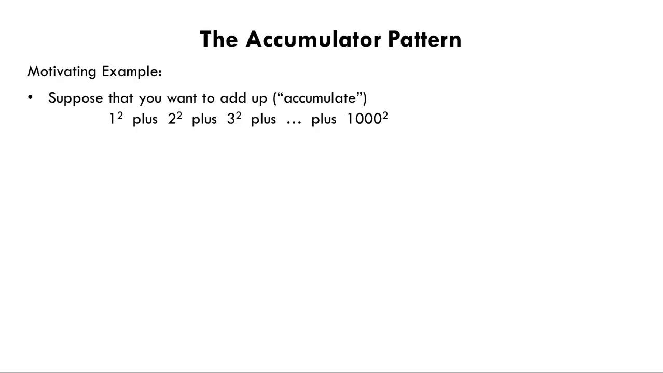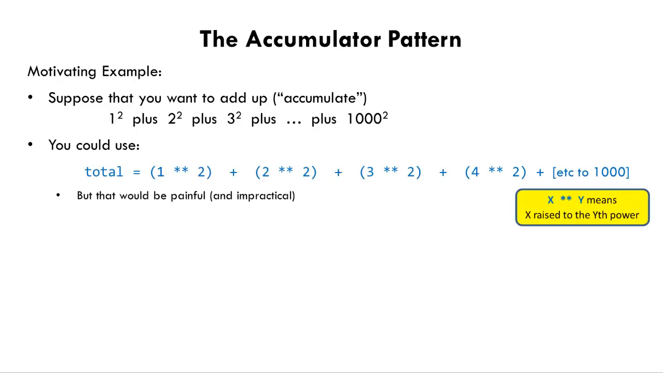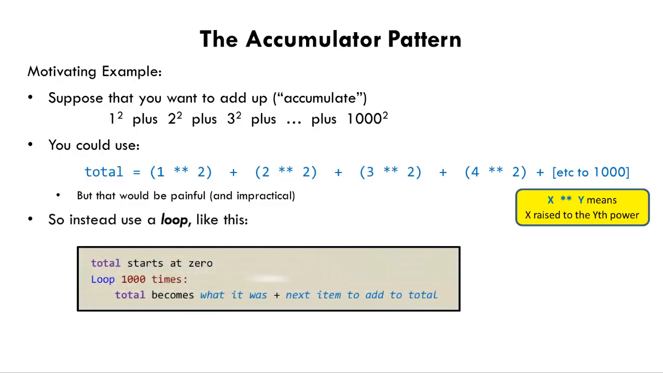In this lesson, we will see the accumulator pattern in its simplest form, adding up numbers. Suppose that you want to add up or accumulate 1 squared plus 2 squared plus 3 squared plus 4 squared plus 5 squared and so forth up to 1,000 squared. You could write a really long statement, but that would be silly. Instead, use two ideas. First, have a loop that goes 1,000 times.